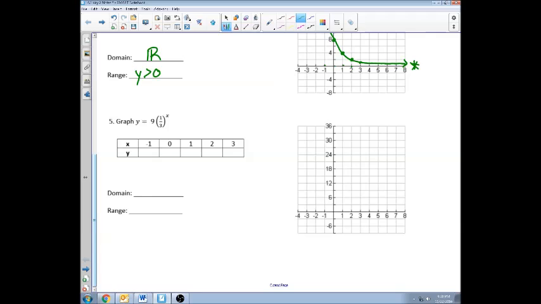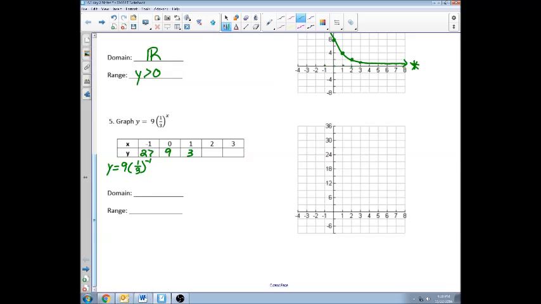I have 9 times 1/3 raised to all these different powers. So if I raise it to the negative first power, I would end up with 27. Remember to do that. I'm going to use y equals 9 times 1/3 to the negative first. That would be 27. Y equals 9 times 1/3 to the 0 power. Remember what happens with the 0 power? It turns the 1/3 into 1, which 9 times 1 would just be 9. The first power, I would take 9 times 1/3. Well, 1/3 to the first power would just be 1/3. So 9 times 1/3 would end up getting me 3.